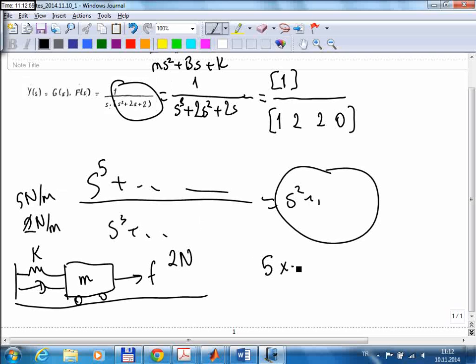5 times x should be equal to 2, so x should be 2 over 5. 0.4. If you increase it further, then if you make it, let's say, 10, then the deflection will be even less, right? The deflection will be just 0.2. So that's why I told you it makes sense.